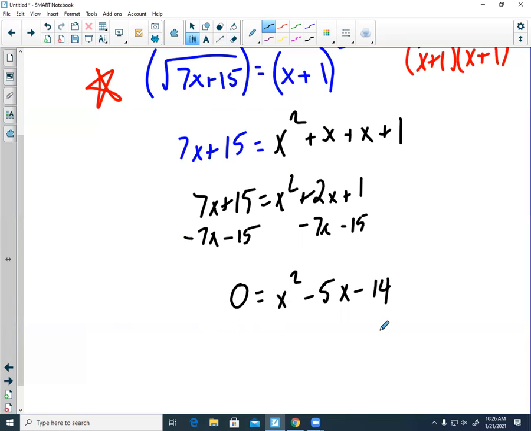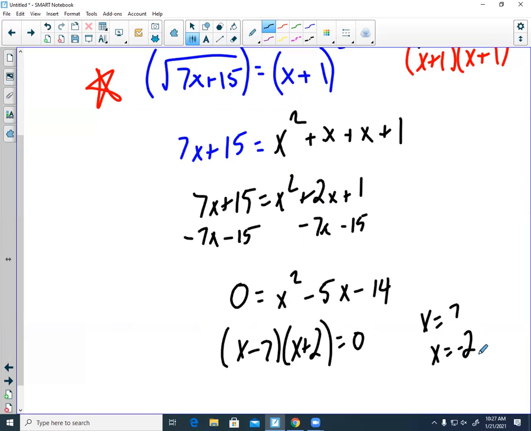And now we have something that we can hopefully factor. If you can't factor it, you will have to use the quadratic formula. Okay, so we should be able to see that we can factor this. We can call it (x - 7)(x + 2) = 0. And then when you solve this, you end up getting x = 7 and x = -2. Now, big issue here, okay?